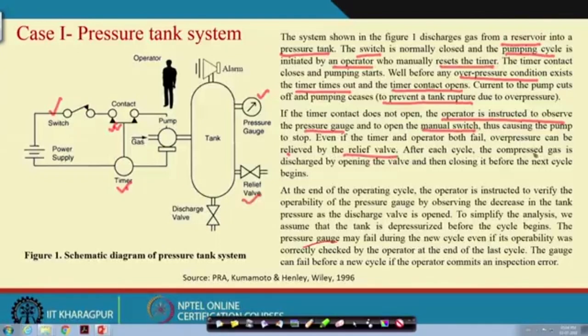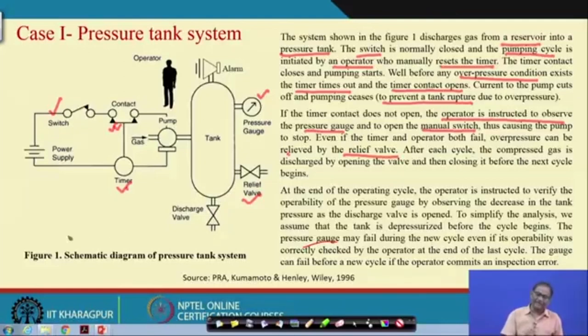After each cycle, the over-compressed gas is discharged by opening the valve and then closing it before the next cycle begins. Okay. So, once it is completely filled up as per the designed pressure, then what will happen? The discharge valve will open and all gases will be discharged, then a new cycle will start. At the end of the operating cycle, the operator is instructed to verify the operability of the pressure gauge, observing the decrease in the tank pressure as the discharge valve is opened.